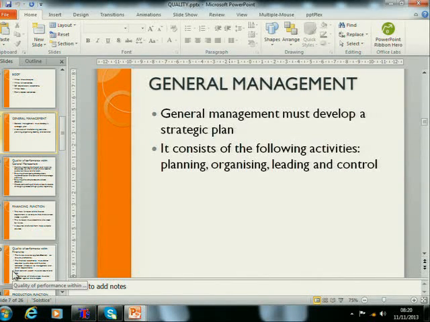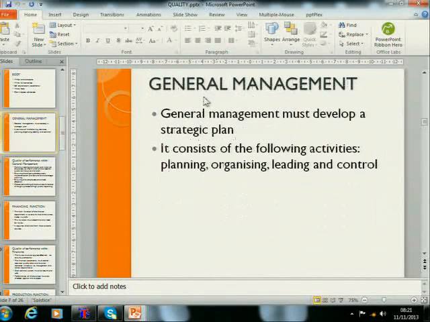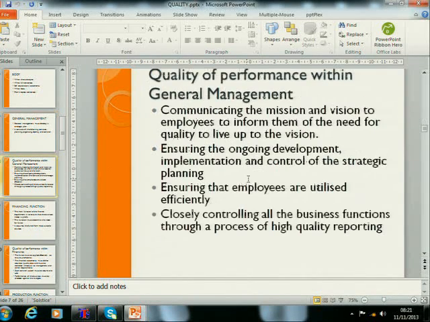Now, after explaining or discussing this function, you go to the quality of performance within that function. That is the order in which you are going to answer this question. For each and every function, start by identifying the function, explain it, and thereafter explain the quality of performance within that function. Now we are discussing general management. Remember, general management have started by developing the strategic plan and doing the following activities: planning, organizing, leading, and control. Now that the plans are there, now that the missions and visions of the company are there, what is it that they should do to ensure that this management performs to its best, or they get quality?